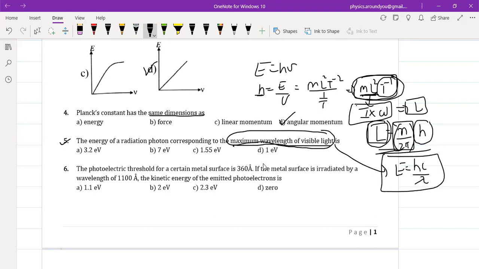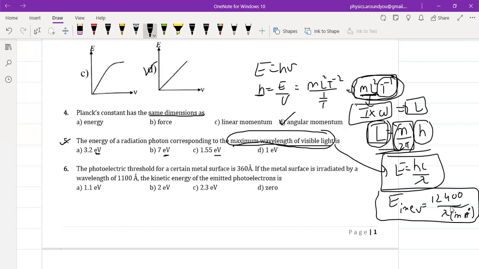But look, everywhere there is energy in EVs. So we don't use hc by lambda form. We have discussed a shortcut in the class. What we do is energy in EVs is 12,400 by lambda in angstroms. This will directly give you energy in EVs.